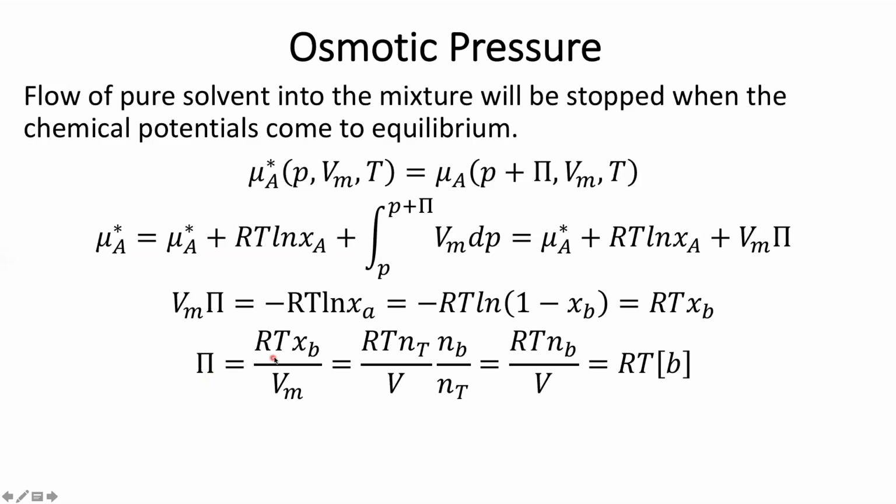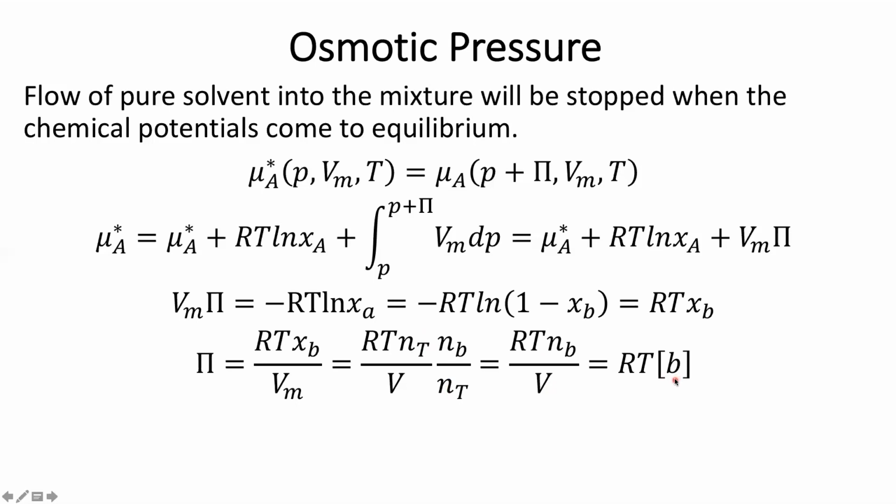When I do this, I'm going to have RT times the mole fraction of the solute over the molar volume. Now, you may notice that we're going to start seeing some things that might be able to cancel out. Most notably, the molar volume is the same as the volume divided by the total number of moles. Similarly, the mole fraction is going to be the number of moles of the solute over the total number of moles. Another little beautiful moment of cancellation. The total number of moles ends up canceling out, and I get RT times the moles of solute over the total volume. Well, that's the same thing as molarity.